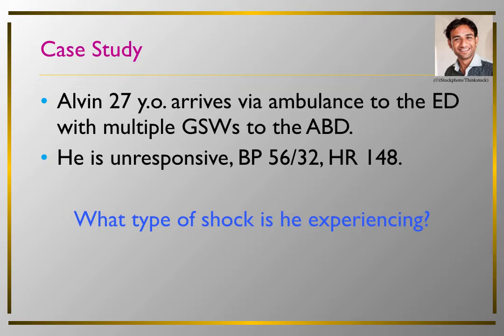So in our case study, Alvin is a 27-year-old male who arrives through the ambulance to the ED with multiple gunshot wounds to the abdomen. He is unresponsive and his blood pressure is extremely low at 56/32. And his heart's compensating a little bit for that low blood pressure, so it's up at 148. So what type of shock is he experiencing?